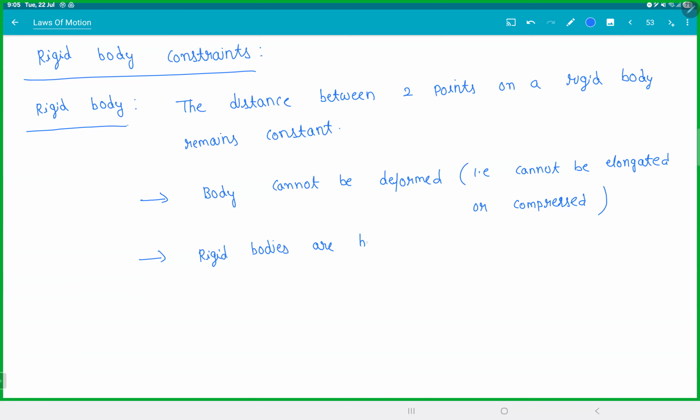But most of the things we study are for rigid bodies. Yeah, but for day-to-day purposes, we can almost assume it's kind of valid. Clear? Again, we are going to talk about rigid bodies in rotational mechanics, so there we are going to have a lot of uses for this.